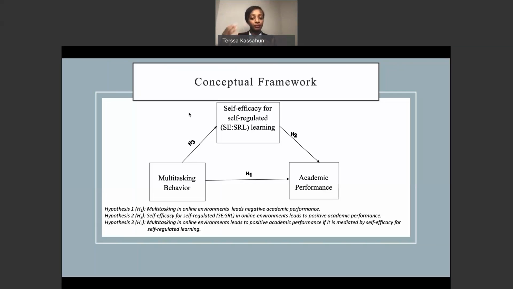The third hypothesis is, yeah, we know multitasking behavior can affect academic performance in a negative way, but what if we add self-efficacy for self-directed learning? It could lead to a positive academic performance. And a few studies suggest that multitasking can help us perform better, but there isn't a lot of study.